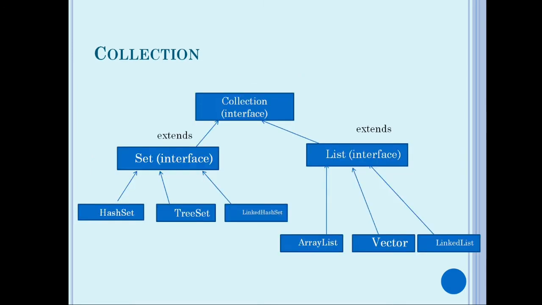So Collection is an interface, and there are two further interfaces that extend the Collection interface. One interface is called Set, another is List, and there are multiple classes which extend the Set and List interfaces. The classes which implement the Set interface are HashSet, TreeSet, and LinkedHashSet, and the classes which implement the List interface are ArrayList, Vector, and LinkedList.